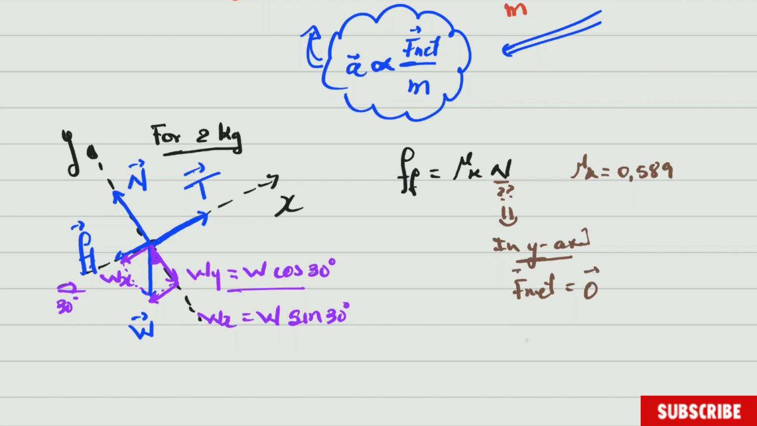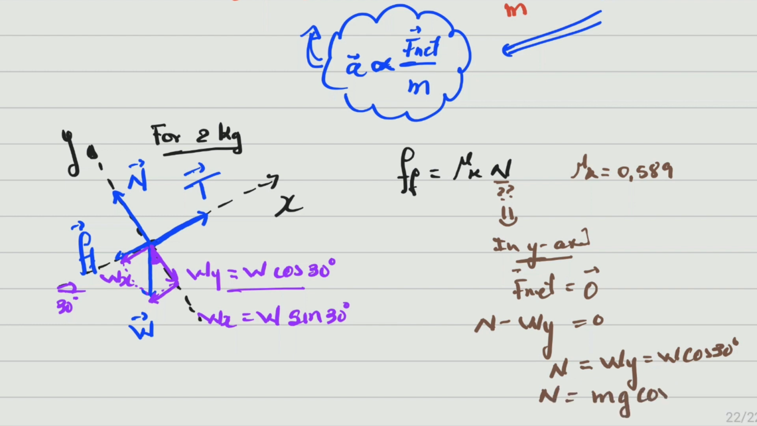Equal to 0. And then the forces, they are going to be normal minus weight in the y-axis is equal to 0, then normal is equal to weight in the y-axis, and then this one is equal to weight multiplied by the cosine 30 degrees, and then weight is mass multiplied by acceleration due to gravity, mass, acceleration due to gravity, cosine 30 degrees. And if you substitute, I'm going to substitute on this side here.